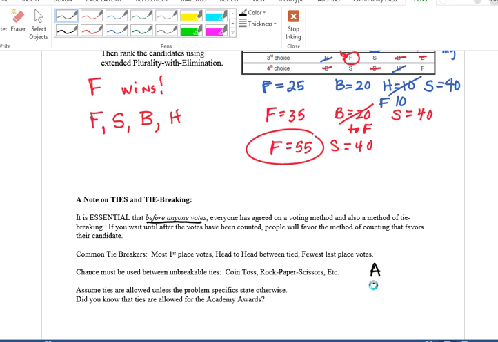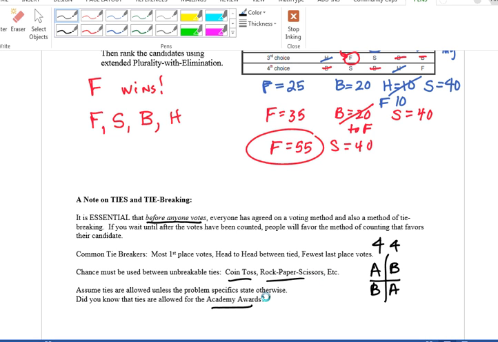So for example, if you have one that says AB and one that says BA, and there are 4 people that said this and 4 people that said this. If you do most first place votes, they're the same. If you do head to head, you're going to get 4 to 4. That's the same. And the fewest last place votes will be the same as well. Okay, so we can't do that. So we'd have to use like a coin toss, rock, paper, scissors, etc.